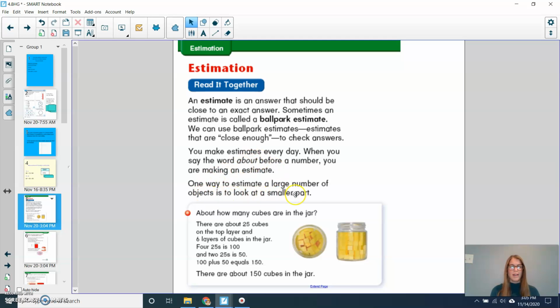One way to estimate a large number of objects is to look at a smaller part. So taking a look at about how many cubes are in this jar. If I look at the top layer, I can see that there's about 25 cubes. Then I can see that there are 6 layers of cubes in the jar. So if I had 4 25s, that would bring me to 100. And if I had 2 25s, that would bring me to 50. Well, 100 plus 50 is equal to 150. So I know that there's about 150 cubes in this jar.